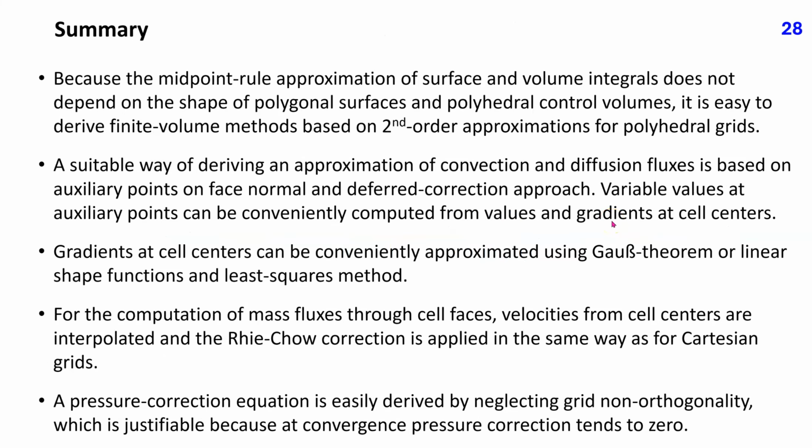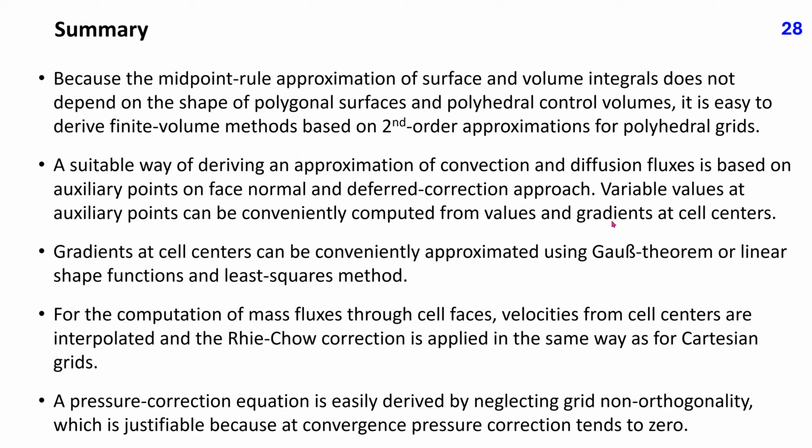Let us summarize this lecture. Because the midpoint rule approximation of surface and volume integrals does not depend on the shape of polygonal surfaces and polyhedral control volumes, it is easy to derive finite volume methods based on second-order approximations for polyhedral grids. A suitable way of deriving an approximation of convection and diffusion fluxes is based on auxiliary points on the face normal and the deferred correction approach. Variable values at auxiliary points can be conveniently computed from values and gradients at cell centers.